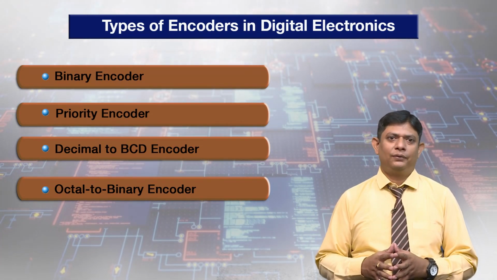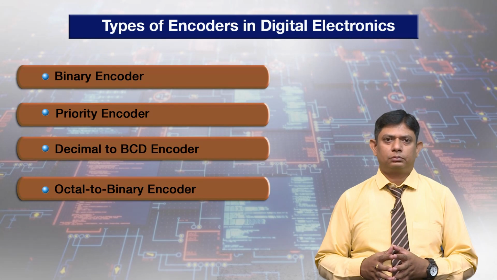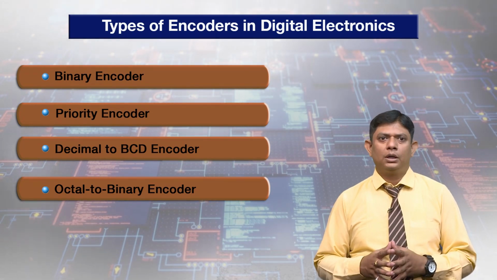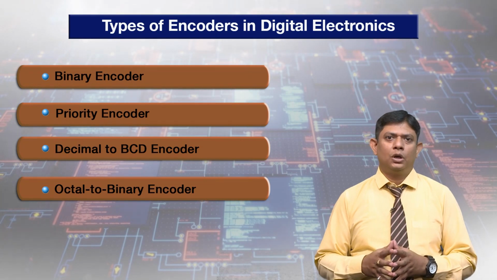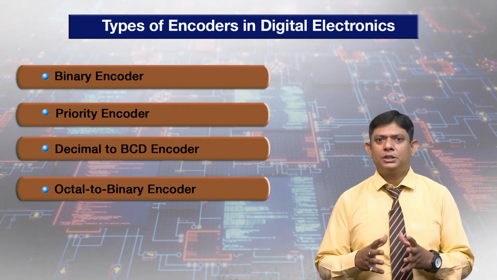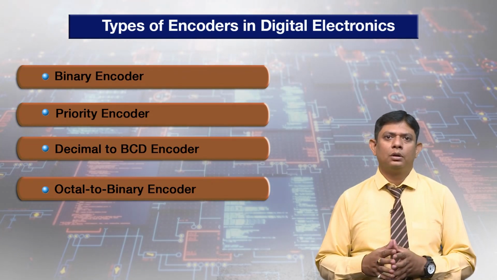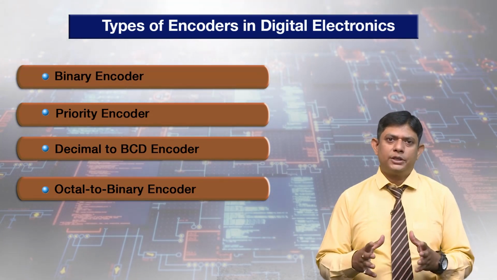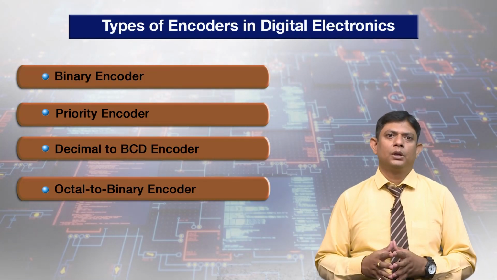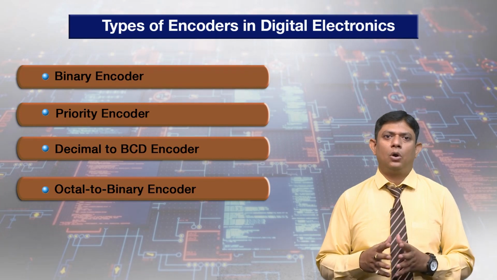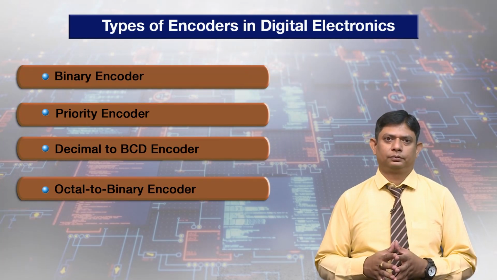Finally, we have the priority encoders. These types of encoders are designed to encode only the highest priority active inputs, as already discussed. It ignores other lower priority inputs. It is useful in applications where a specific order is required.